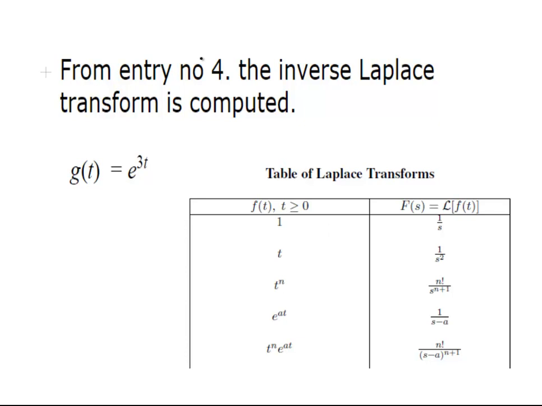Straight from the tables. This one here, we have 1 over s minus 3. The answer therefore is, a is necessarily 3. So e to the at is our answer. So the answer is g of t equals e to the 3t, that one there. And once again, t greater than or equal to 0.